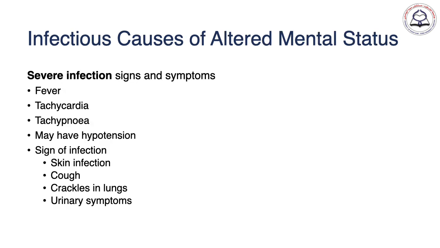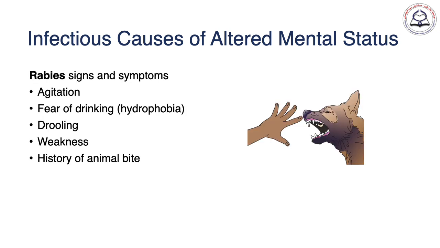Sepsis is a well-known cause of altered mental status. The patient can present with fever, tachycardia, tachypnea, and they can have hypotension. Plus, you can find signs of infection pointing to a specific source like skin infection, lung infection, urinary infection, intra-abdominal or joint infection. Rabies can present with altered mental status.